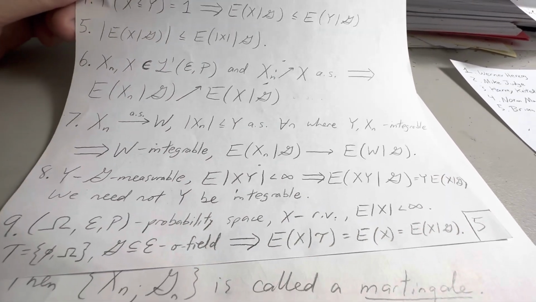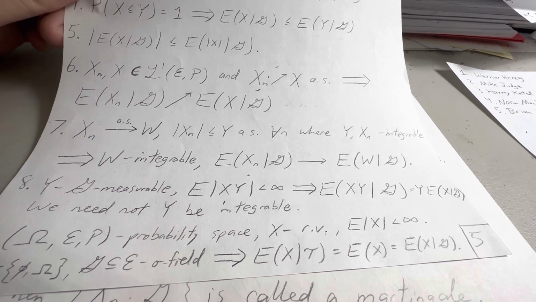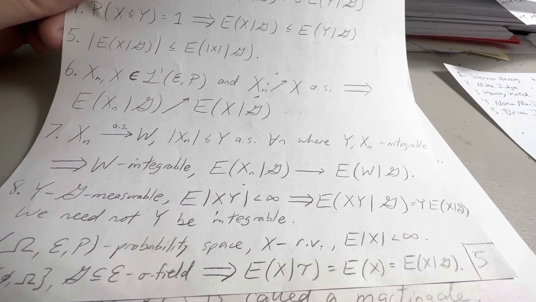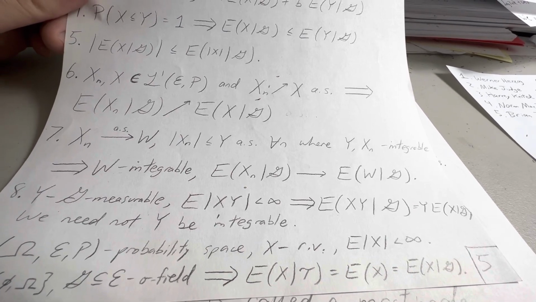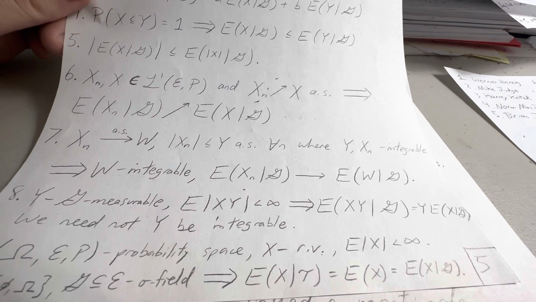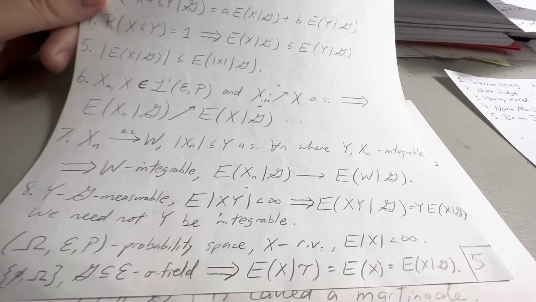What does 8 say? Y is G measurable, expectation of xy is finite. Oh, the y comes out. Okay, so you have a random variable where y comes out, and y need not be integrable, but x times y is integrable. All right, fair enough.